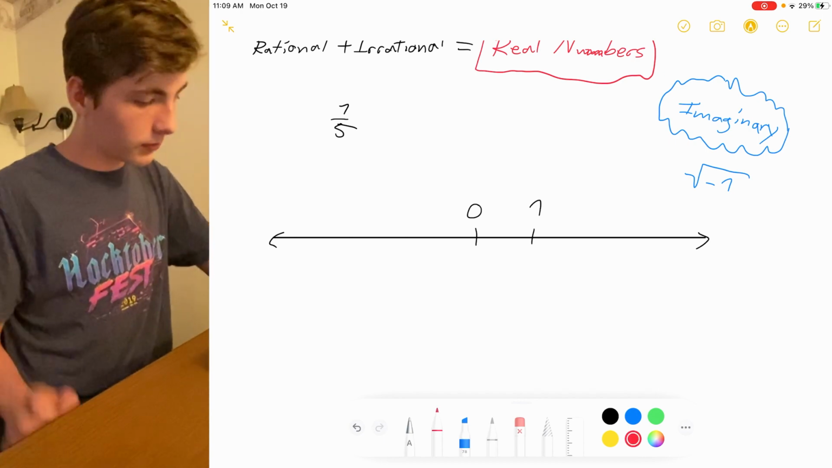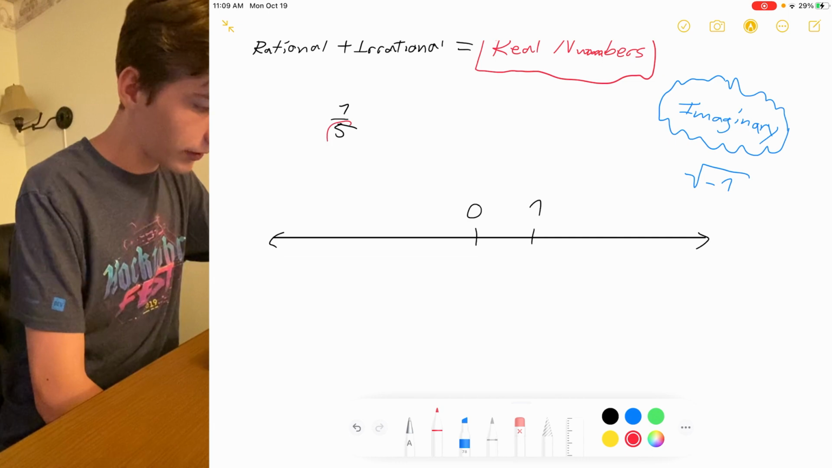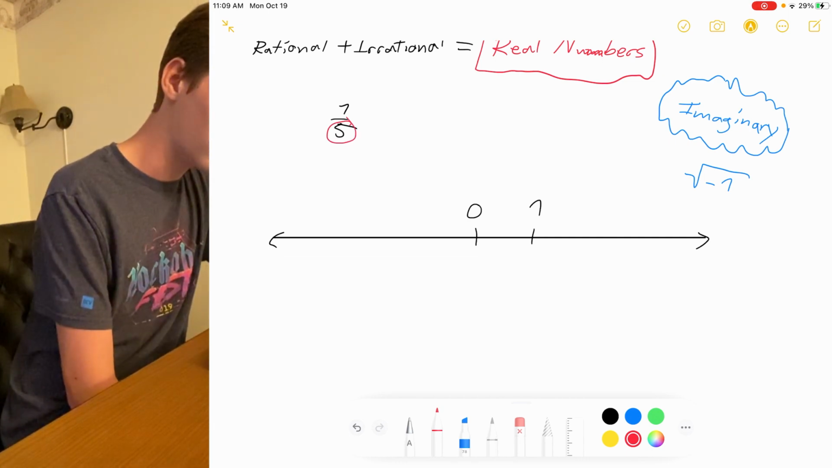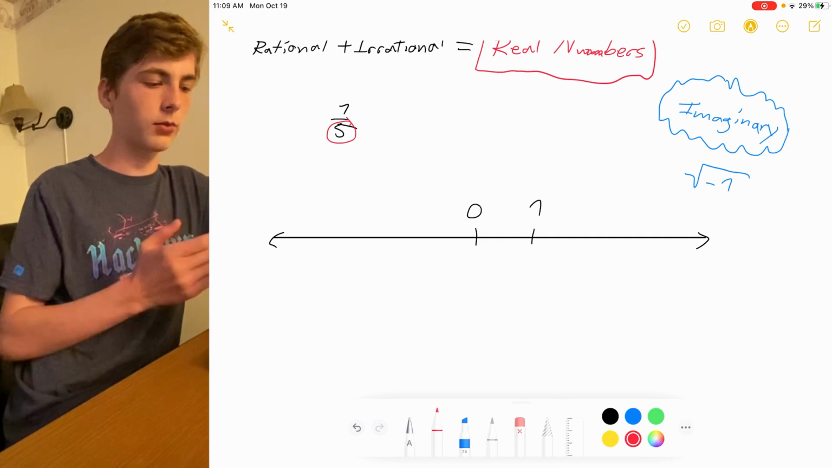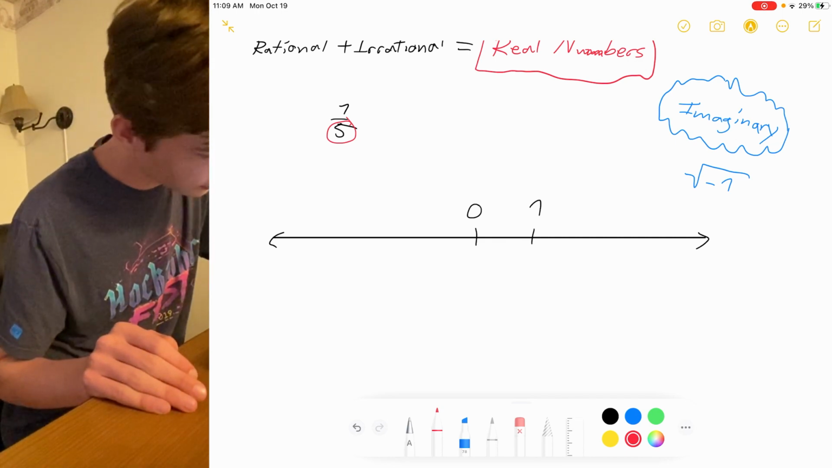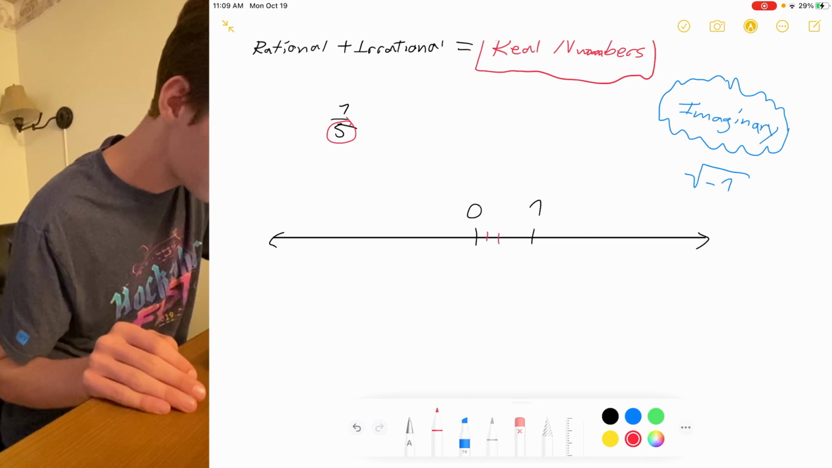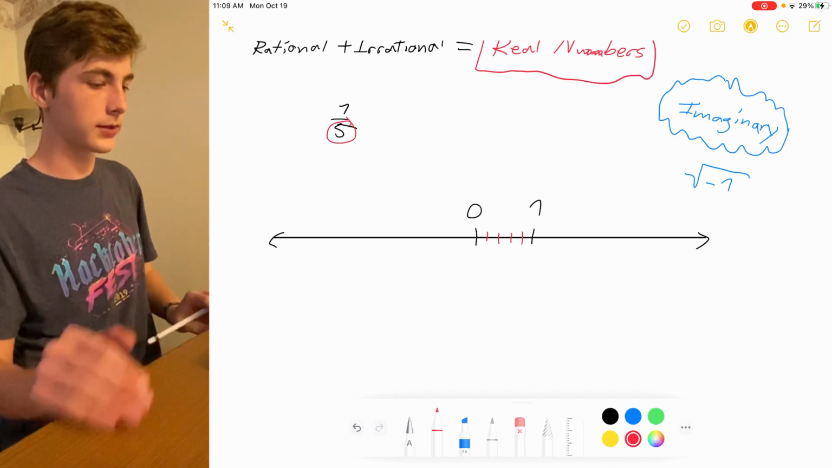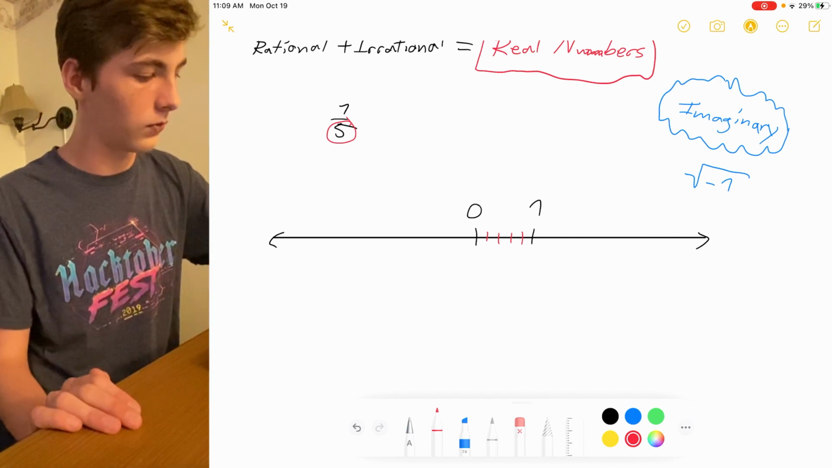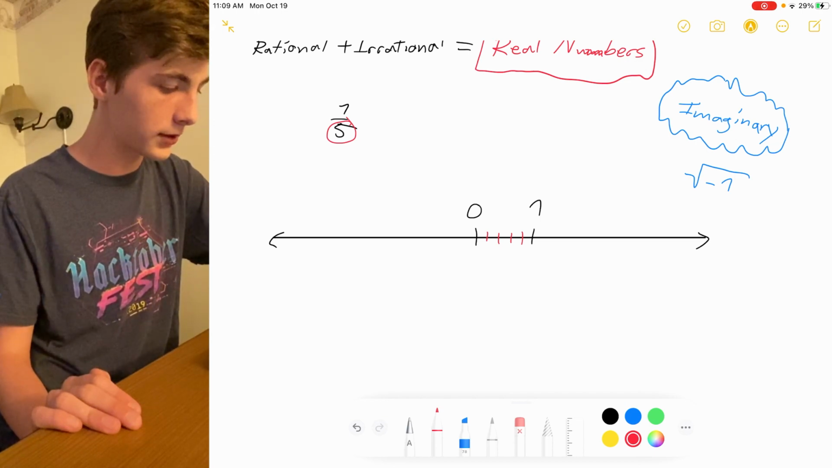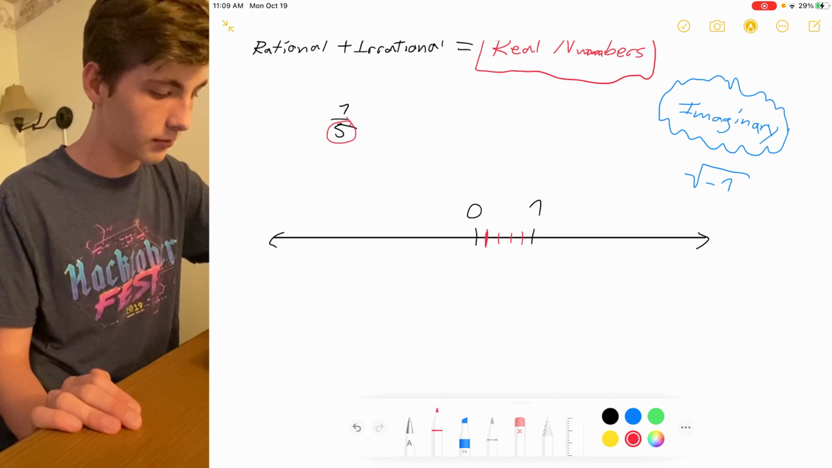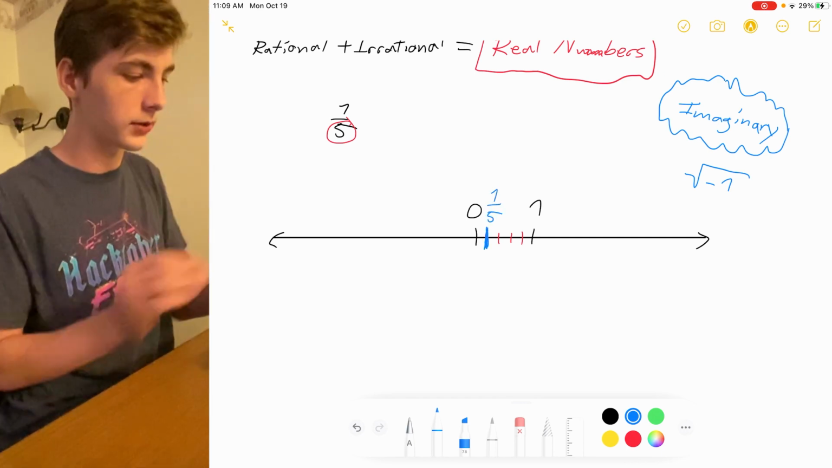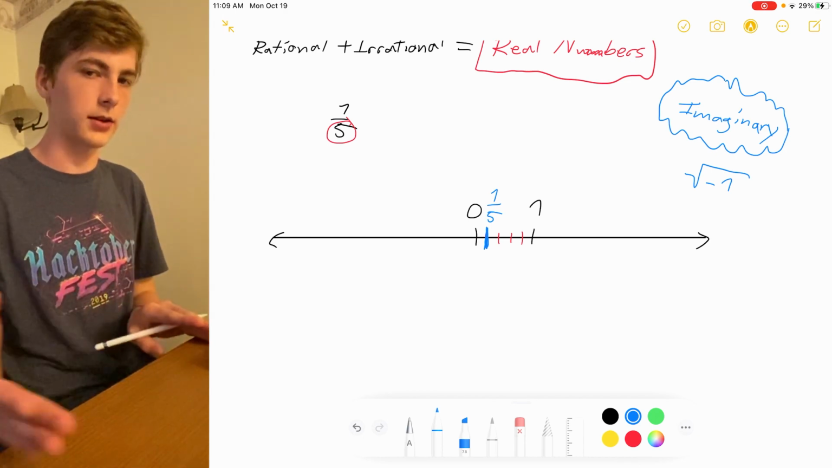And the way we plot this is if we look at this denominator here, we're going to split this distance between 0 and 1. 1/5 is between 0 and 1, right? Somewhere between. We're going to split that distance between 0 and 1 into 5 parts. So 1, 2, 3, 4, 5. You can count those spaces. And we're going to go one of those fifths, right? So this one right here, let me do that in blue actually. That right there would be where 1/5 goes, because it's one of the fifths that get to 1, right?